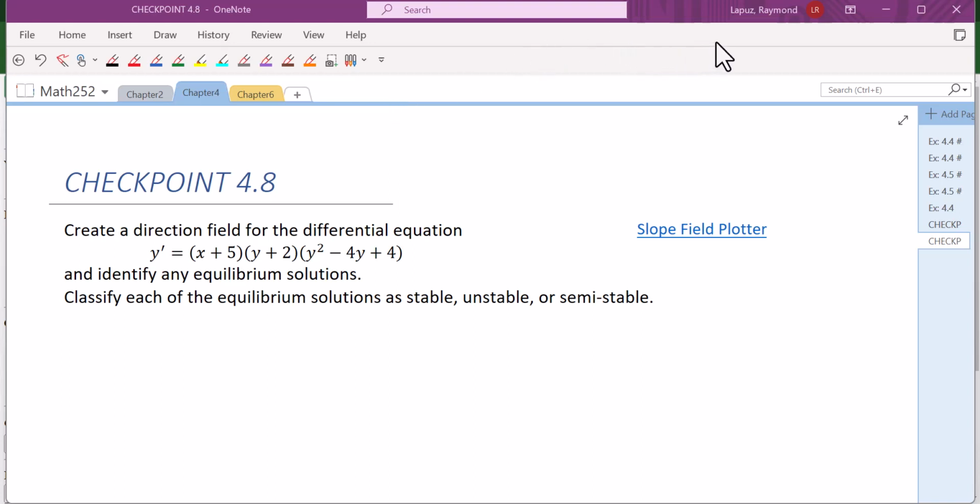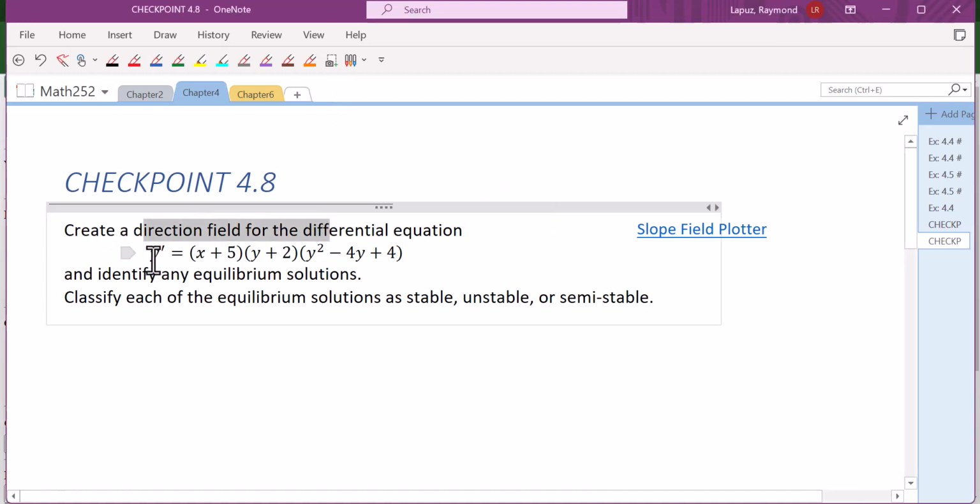In this video, we'll take a look at checkpoint 4.8. Here, they want us to create a direction field for the differential equation, and the differential equation is given to be y prime is equal to x plus 5 times y plus 2 times y squared minus 4y plus 4. They want us to identify equilibrium solutions, classify them as stable, unstable, or semi-stable.